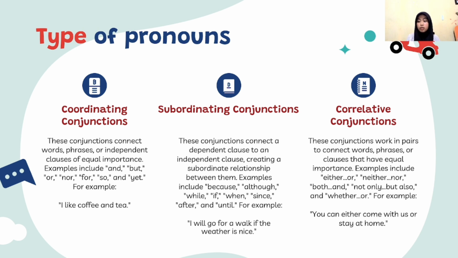These conjunctions come in pairs to connect words, phrases, or clauses that have equal importance. Examples include either...or, neither...nor, both...and, not only...but also, and whether...or. For example, you can either come with us or stay at home.